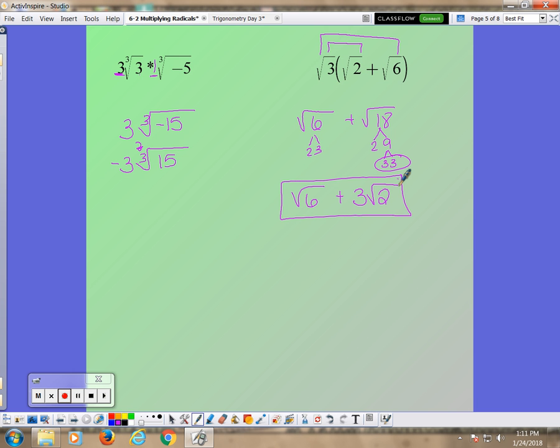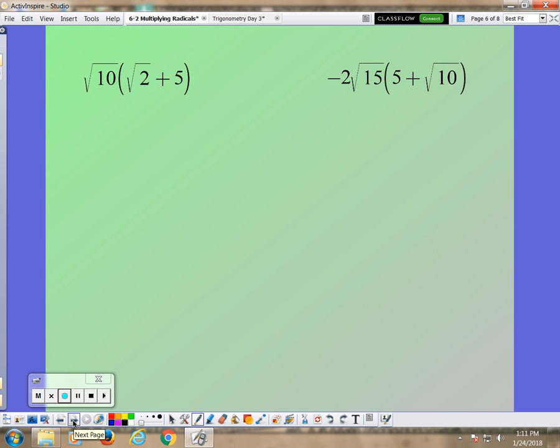I cannot add those together. I absolutely cannot put those together because this is one kind, this is a 6 and this is a 2. Those are not like terms. You cannot put those together. So that would be your answer. It has 2 parts. All right, let's try another one.